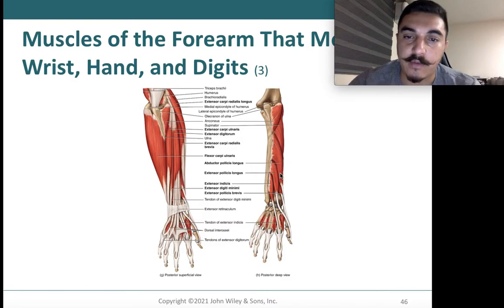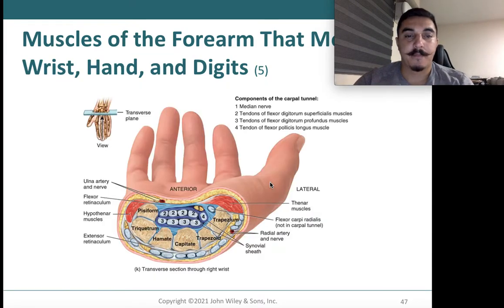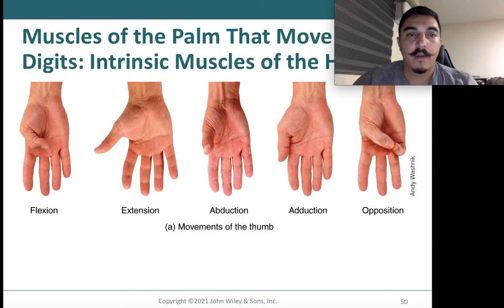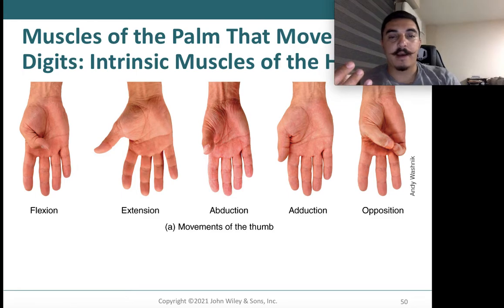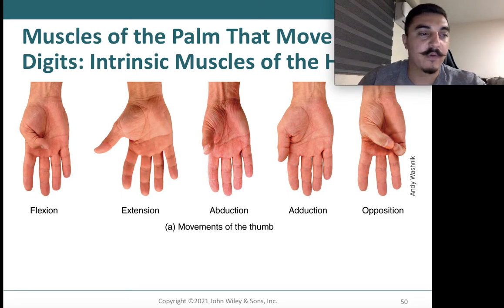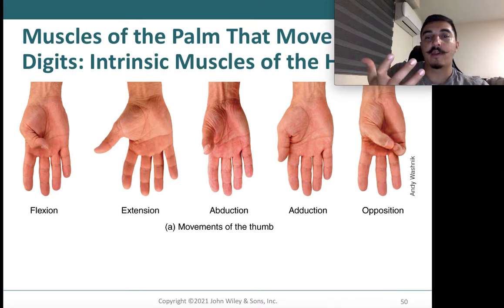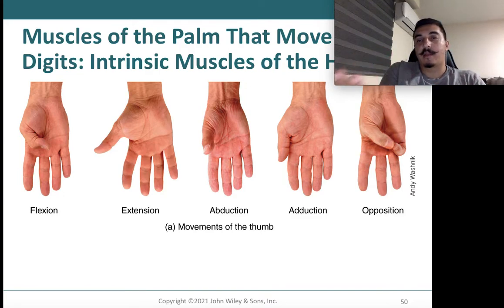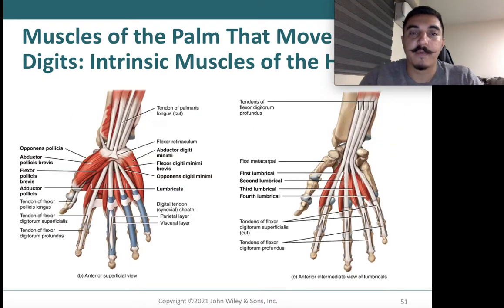Abductor longus, extensor longus, extensor indicis. When you move the thumb, it's pretty cool how our thumb is completely different from the other fingers. When looking at the thumb, we have flexion, extension, abduction, adduction, move it out, and opposition, move it across. Each one is going to have a different muscle that's going to help us either flex or extend or adduct or abduct, move it to the side.